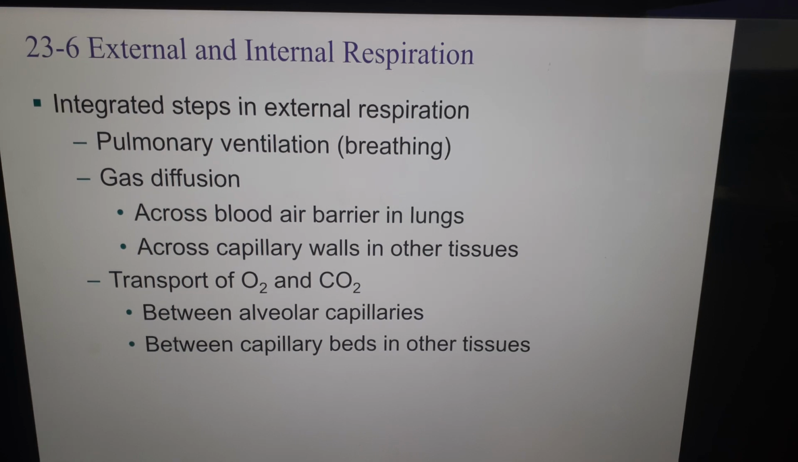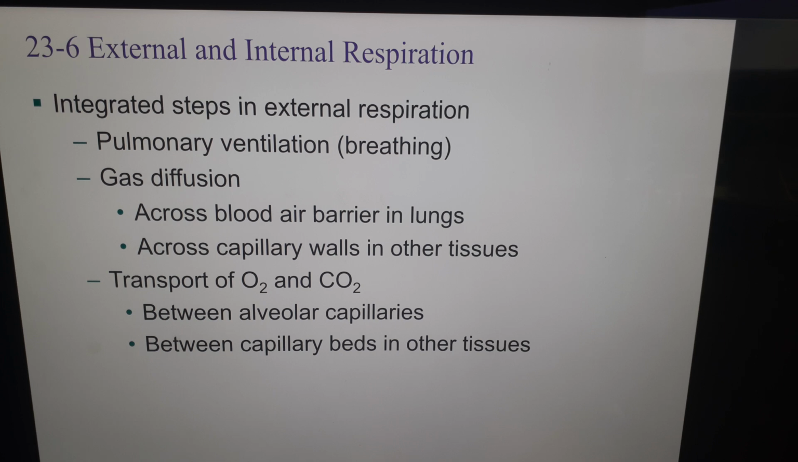Okay, so external respiration. In order to have that happen, we actually have to breathe. That's called pulmonary ventilation. Then when we breathe, a small percentage of the gas makes it down into the alveoli, and there we have gas diffusion. It has to go from the air pocket in the alveolus, through the wall of the alveolus, through the basement membrane shared between the alveolus and the pulmonary capillary, through the capillary wall, and into the lumen, into the bloodstream.